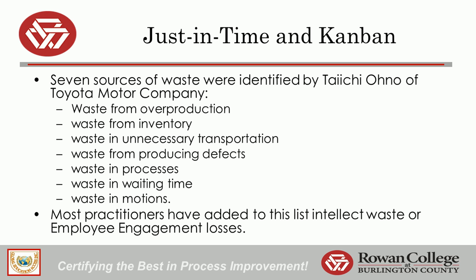All of this keeps in mind what Taiichi Ohno, really the inventor of the Toyota Production System, says: that we are always looking to eliminate waste from overproduction, waste from inventory, waste in unnecessary transportation, waste from defects, waste in process from non-value-add work, waste in waiting time, and waste in motion. Now, most practitioners have advanced these ideas of waste by adding to the list the idea of intellectual waste: not tapping into people's innate creativity and abilities, the frontline workers knowing how to do things. And so this is really a loss to what we now call employee engagement.